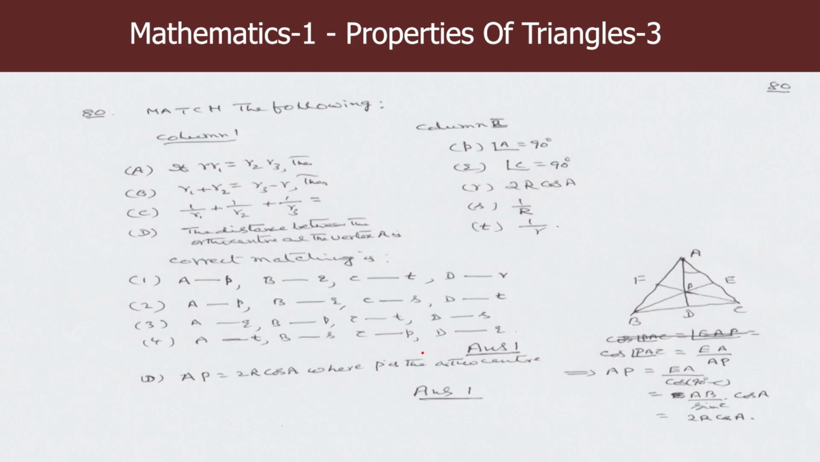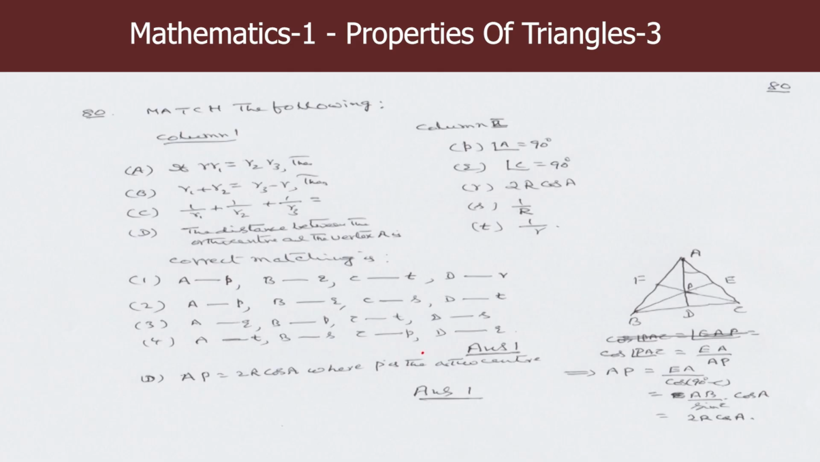A, r1 r2 is equal to r2 r3. B, r1 plus r2 is equal to r3 minus r. C, 1 by r1 plus 1 by r2 is equal to 1 by r3. And D, the distance between the orthocenter and the vertex A of a triangle. In column 2: P, angle A is 90; Q, angle C is 90; R, 2R cos A; S, 1 by capital R; and T, 1 by small r.